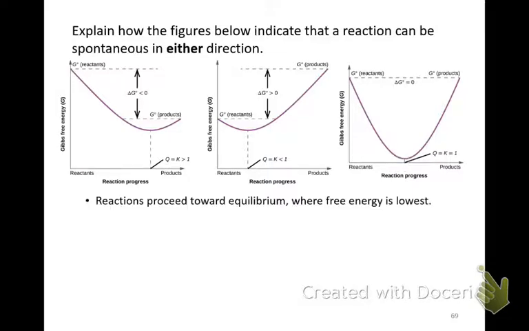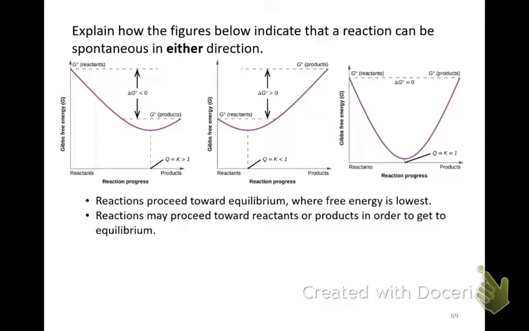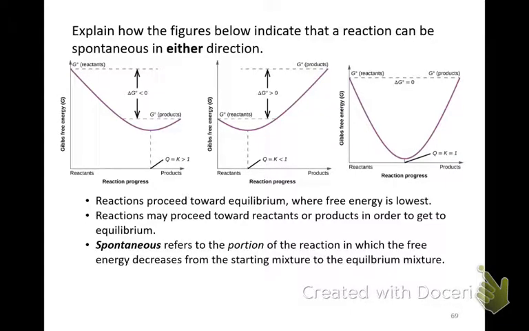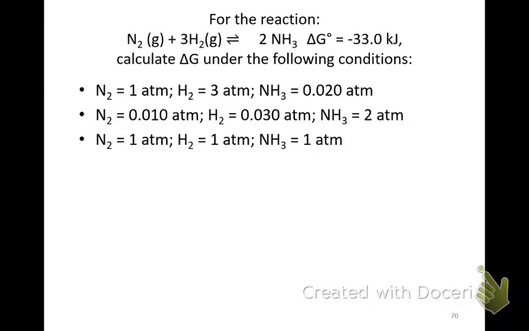So, reactions proceed toward equilibrium where free energy is lowest. They may proceed toward reactants or toward products to get to equilibrium. And spontaneity really refers to the portion of the reaction in which the free energy decreases from the starting mixture to the equilibrium mixture. Okay, so we can see how concentration is going to affect delta G.